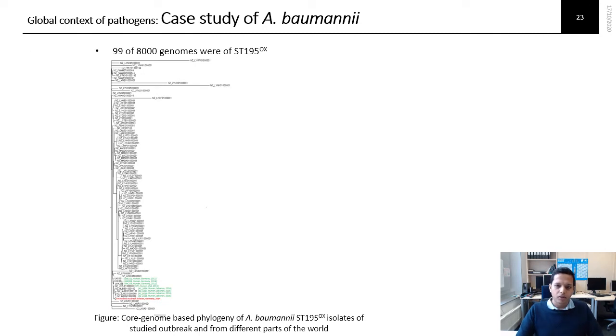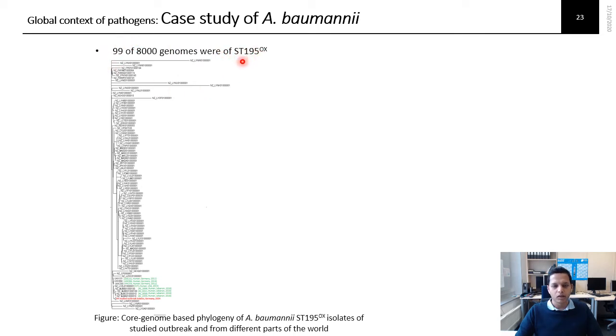Now, as we had observed an Acinetobacter baumannii outbreak in Germany, the task was to identify where this isolate was coming from. Then I compared this data to the worldwide data, and at that time 8,000 genomes were available for Acinetobacter baumannii, and this particular group belongs to multilocus sequence type 195. So of 8,000 genomes, 99 genomes belonged to ST195.